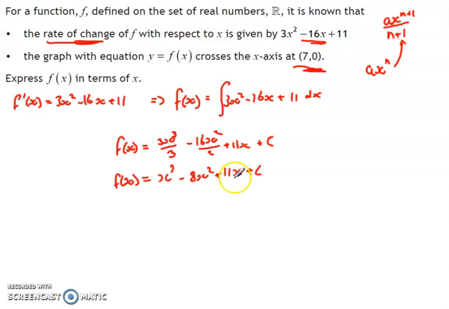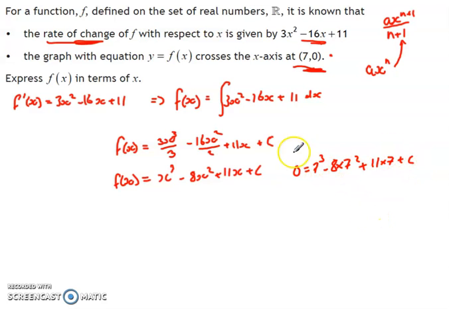In this case, the question tells me it crosses the x-axis at the point 7, 0, and it is y equals f of x. So what that means is if I substitute in the y value for the f of x and 7 for the x value, I can use that to calculate the value of c and then get my full solution there with the correct constant. So if we substitute them in, 0 is equal to 7 cubed, take away 8 times 7 squared, plus 11 times 7, plus c.